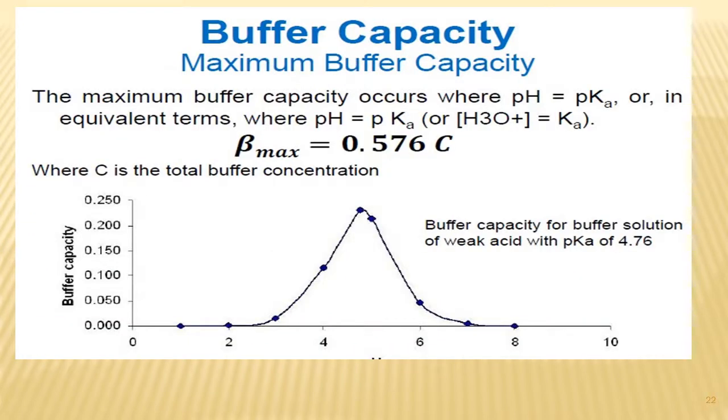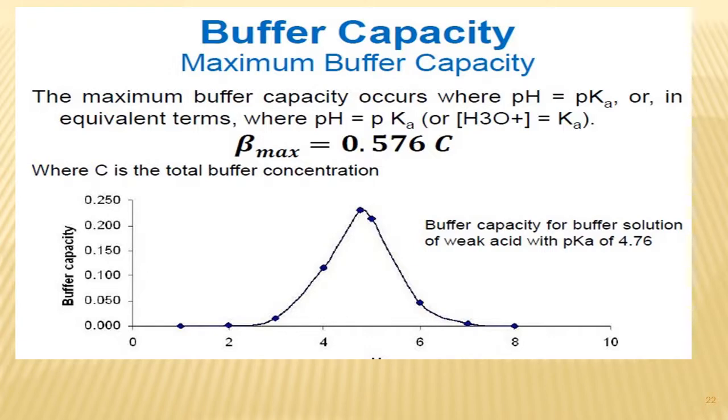There is another term we have to know today: maximum buffer capacity. It occurs where pH equals pKa, or an equivalent term, where the hydronium ion equals the Ka. Maximum buffer capacity equals 0.576 multiplied by the concentration, where C is the total buffer concentration.